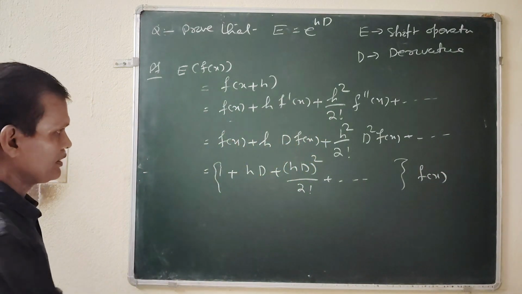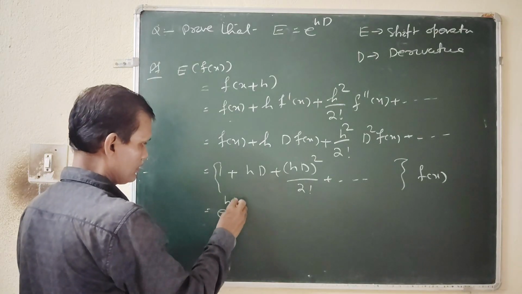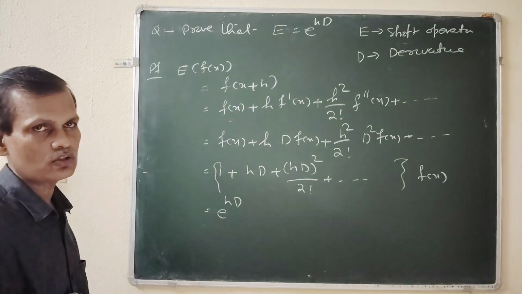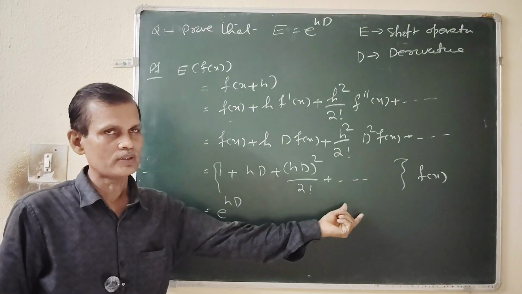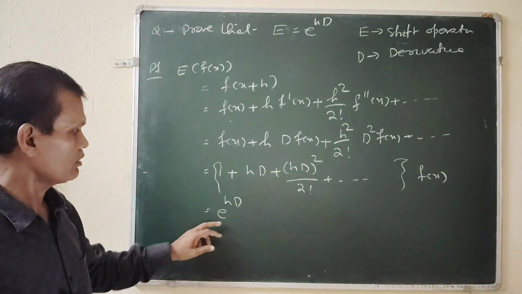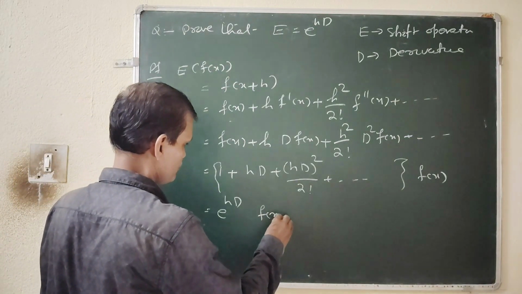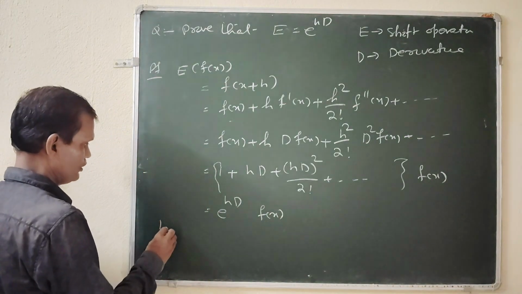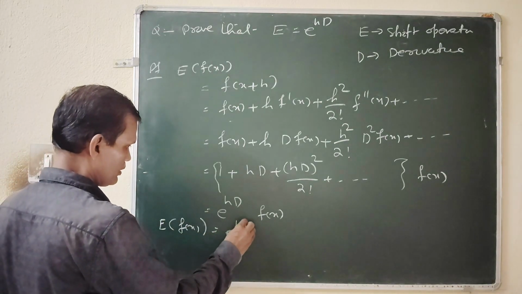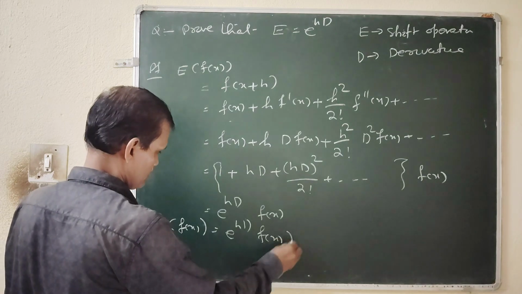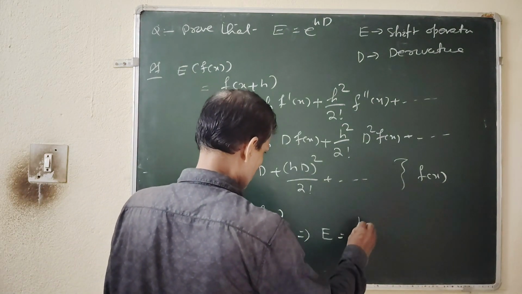But what is this? This is nothing but the exponential function e to the power hD, because the expansion of e to the power x is 1 plus x plus x square by 2 factorial plus x cube by 3 factorial and so on. So this is nothing but the expansion of e to the power hD into f(x). So what we get? E of f(x) gives e to the power hD of f(x). So that implies E is equal to e to the power hD.